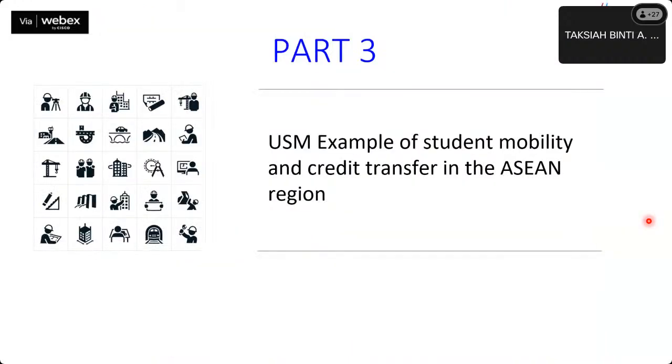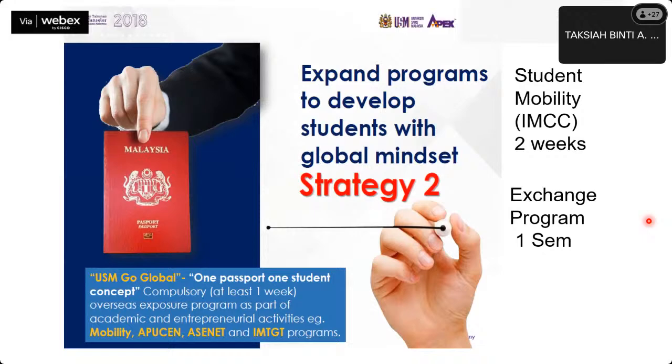Okay, the last part of my talk is on sharing some examples of student mobility programs and credit transfer within the Asian region. In USM, we have established many policies. Way back in 2018, we called it USM Go Global, or sometimes another campaign, One Passport, One Student. So we have a student mobility program where we can have a short one, roughly about 2 weeks, or we also encourage an exchange program for 1 semester in USM.